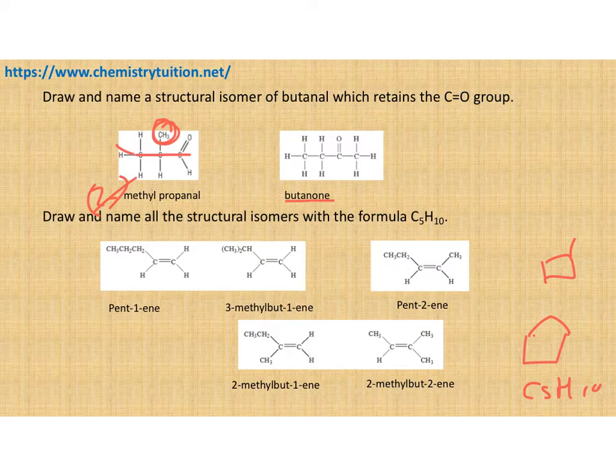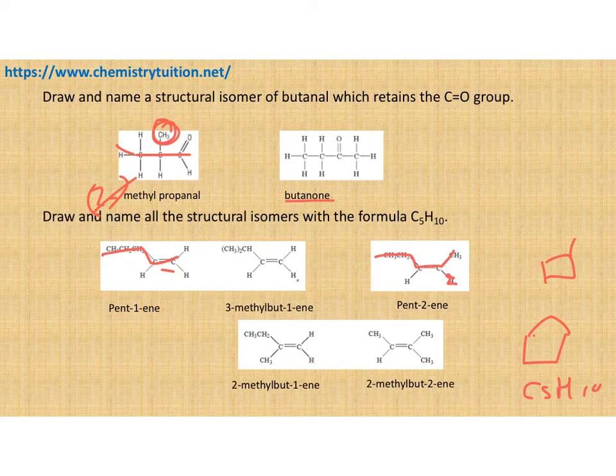So first of all, you've got pent-1-ene here. So you've got your carbon double bond on the first carbon, but you retain your 5-carbon chain. And again, if we go to pent-2-ene, again, you've got your 5-carbon chain there, but you've got your double bond on your second carbon.